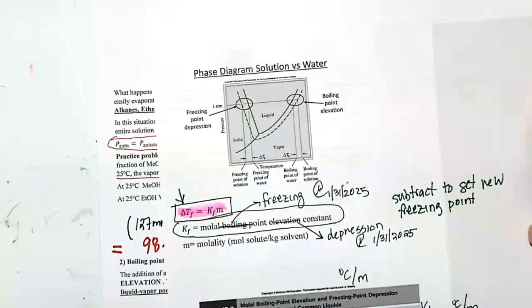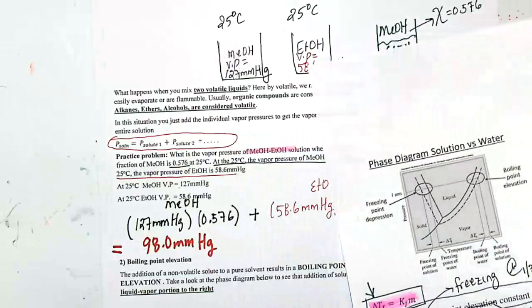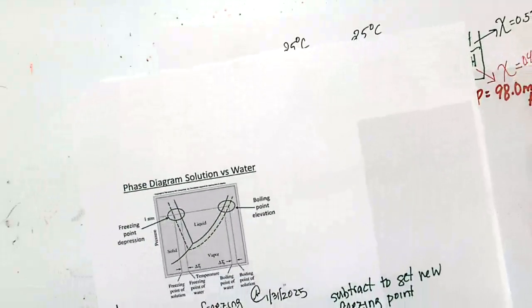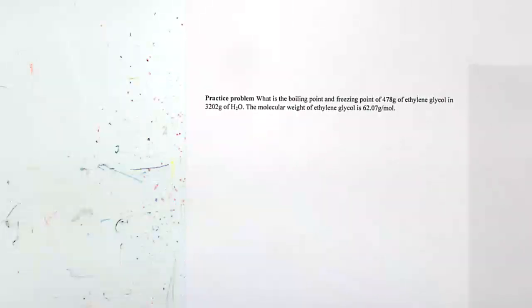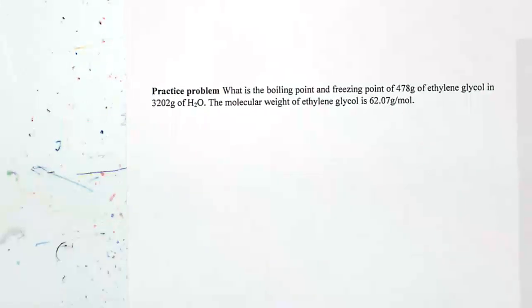All right, so let's do that problem on page 12 here. Let's see if we can finish this one. Let's do a practice problem here, and that's on page 12 of our notes, in the last 10 minutes or so of class. What is the new boiling point and freezing point? 478 grams of ethylene glycol and 3,202 grams of water. The molecular weight of ethylene glycol is 62.07 grams per mole.